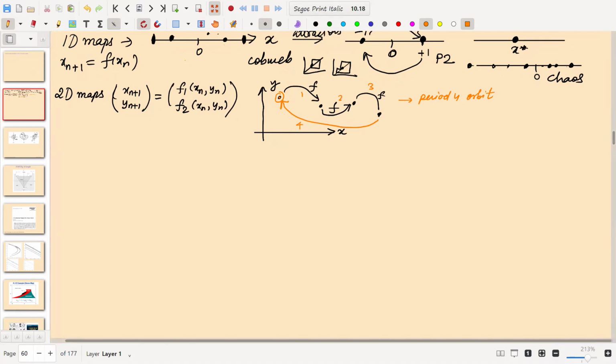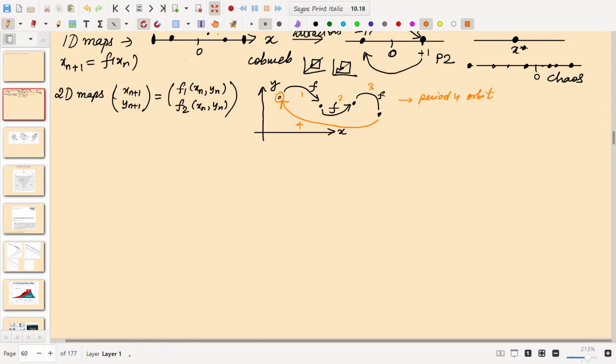When it's a period 4 orbit. So therefore, through this, when it comes to two dimensions x and y, you can visualize the dynamics. How the points are going here and there, you can visualize the dynamics. So you can visualize chaos.